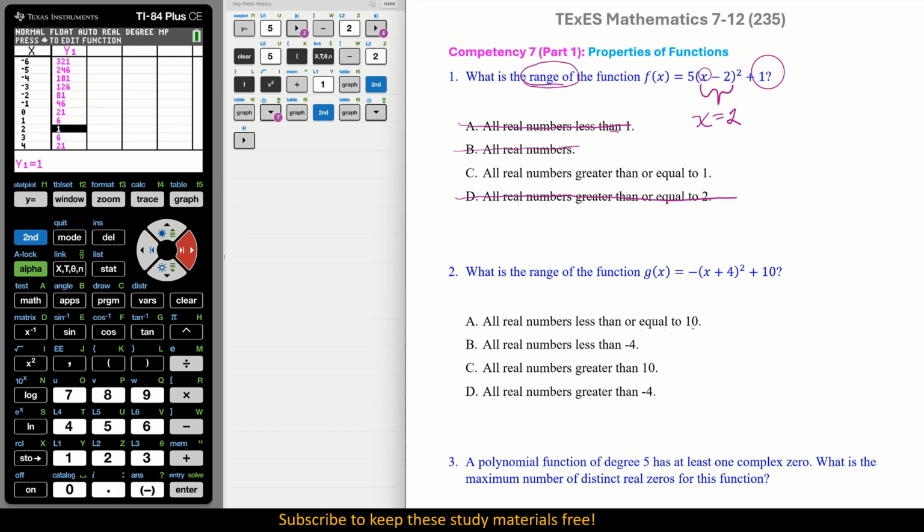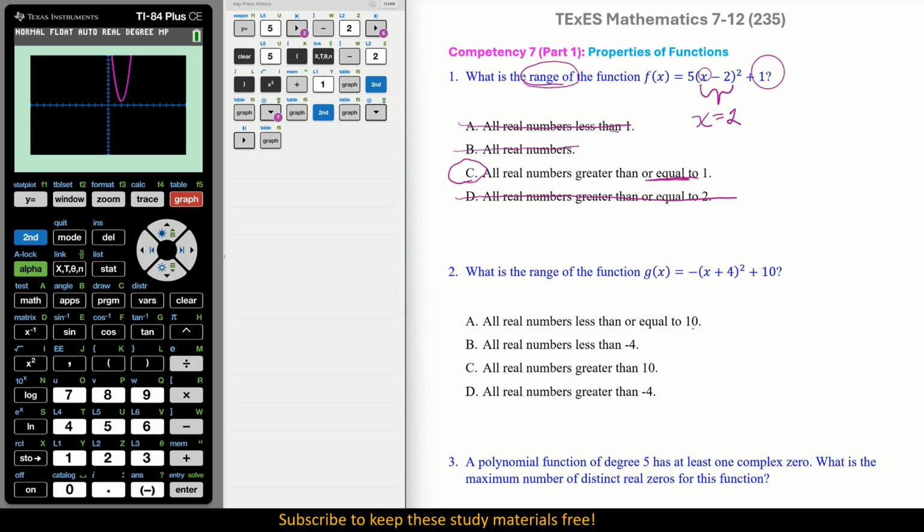Now, the key thing for option C that makes it correct is it says all real numbers greater than or equal to 1. Your curve has to include 1. Let's go back to the graph. You'd have a gap at that minimum vertex, and you don't. It is equal to. We looked at the table, and this is true. So the option is C.